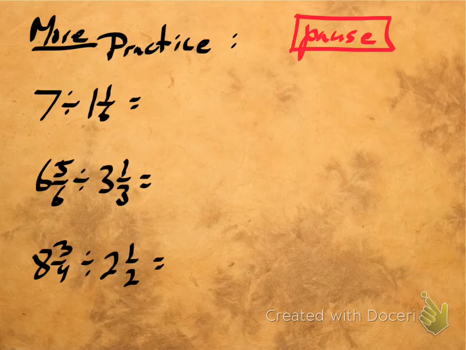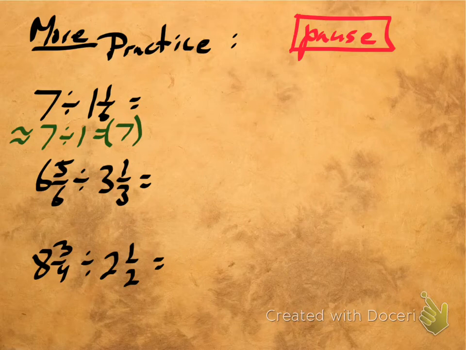All right, welcome back, guys. All right, so first we're going to do an estimate here, so we'll put the little wavy equals in to say that we're estimating. 7 divided by 1 is what I'm going to round these numbers to, and that, of course, is 7. Put parentheses around it so we can go back and check. 6 5/6 divided by 3 1/3.